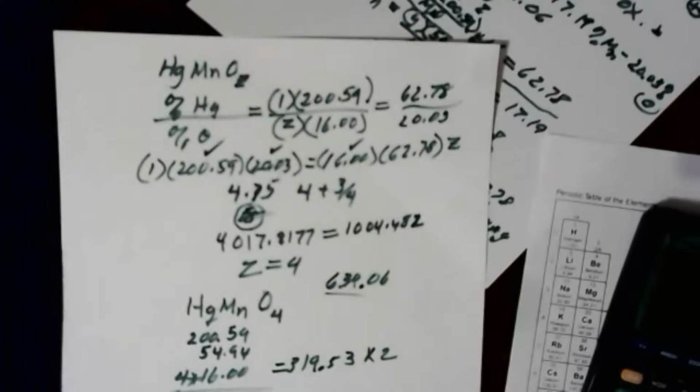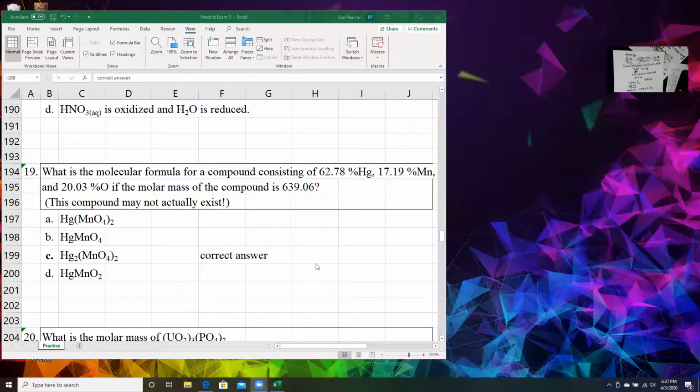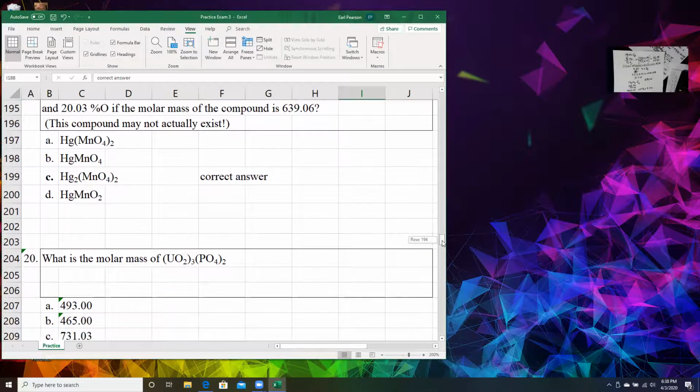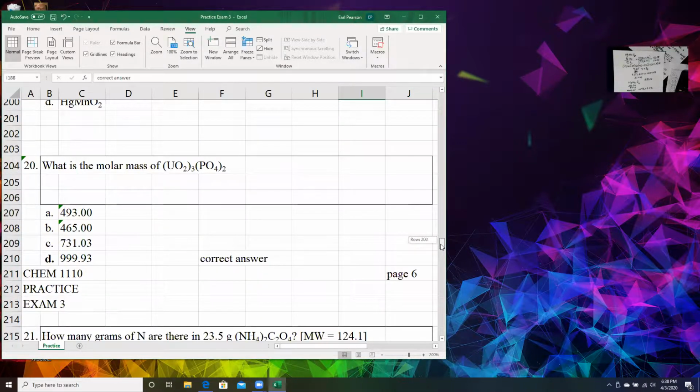But you do need to know the other way in case they didn't give you the molecular weight. You could still get the empirical formula. But notice the empirical formula was a wrong answer here. There's the empirical formula that you get from percentages, but there's the correct molecular formula. And you should recognize that as a real possible compound. Mercury 1 permanganate would have that formula.